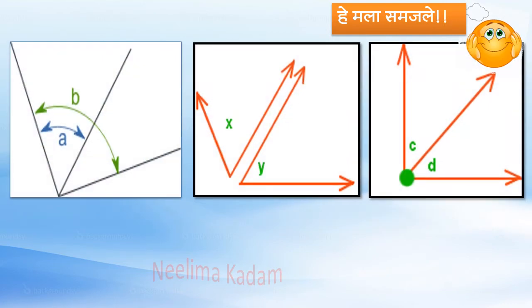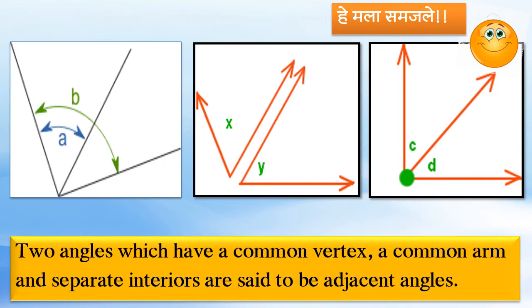So dear students, let's understand. See here, in the first case, vertex is common, angle A and angle B. Vertex is common, arm is also common, but these are not adjacent angles because the interiors are overlapping. Now this interior is angle A, and angle B also includes this interior. So these are not adjacent angles.